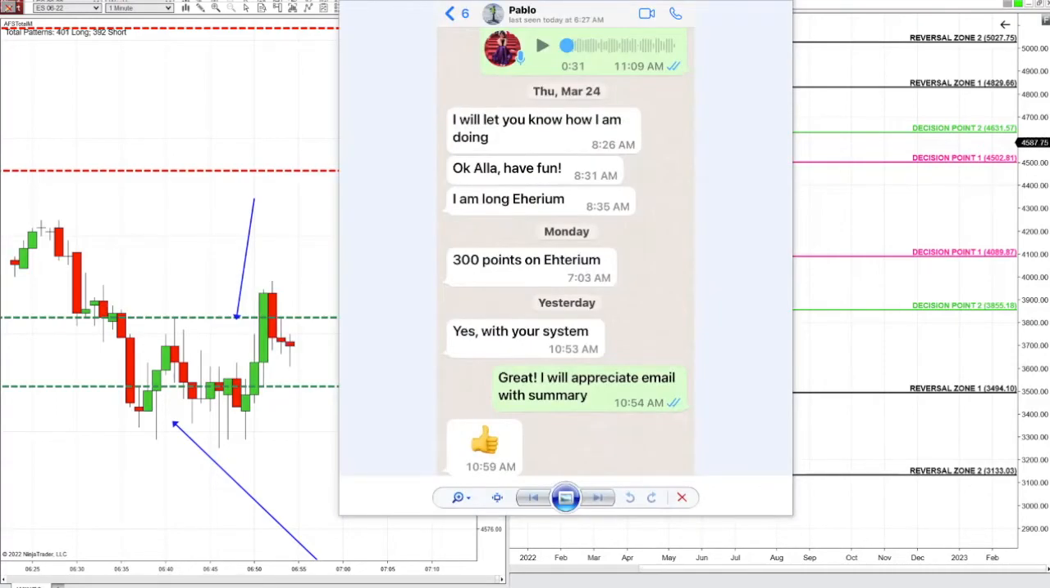Pablo trading a completely different instrument, 300 points on Ethereum. When Pablo came to me, he had never pushed a button on his computer. He's a complete beginner trader. He started trading live 2 weeks into private mentoring. That's it. Black and white.